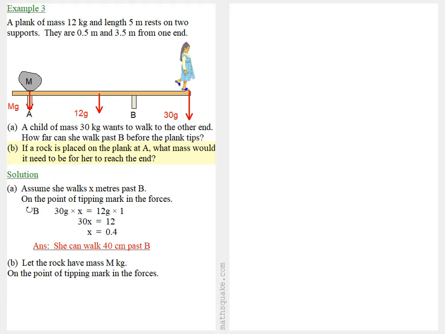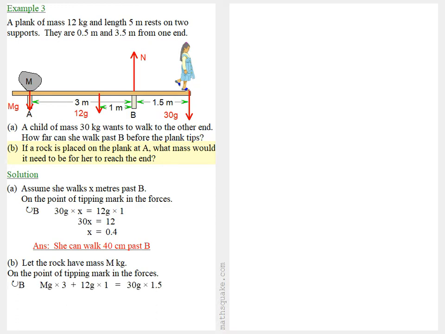We have a normal reaction at B, but we don't have a normal reaction at A because the plank is on the point of tipping. Now, the rock is 3 metres from B, the girl is 1.5 metres from B, and the centre of the plank is 1 metre from B.